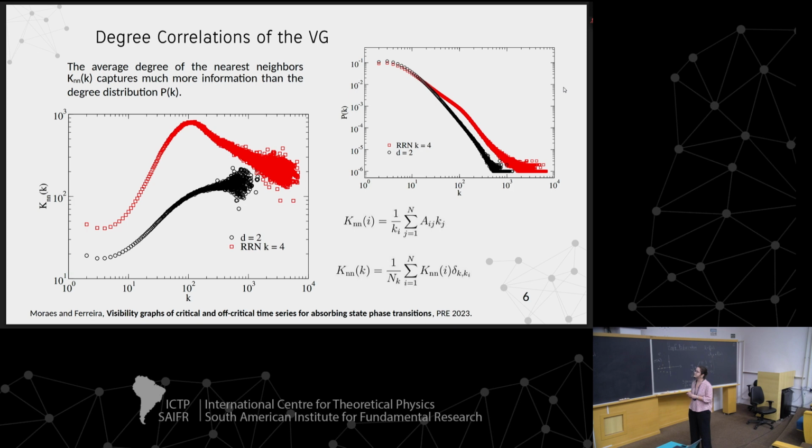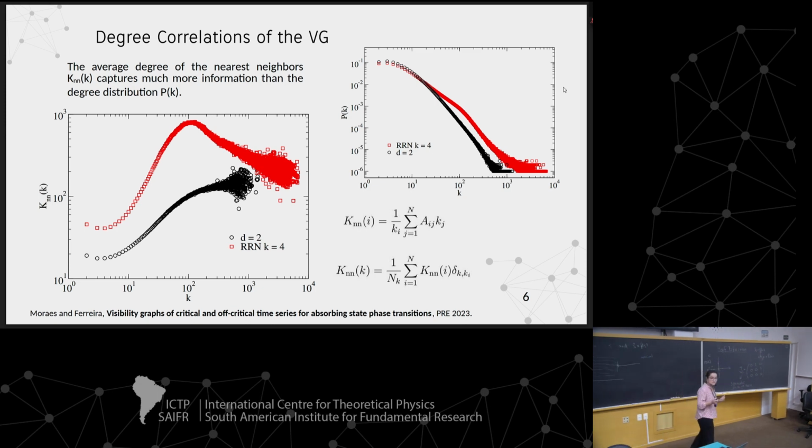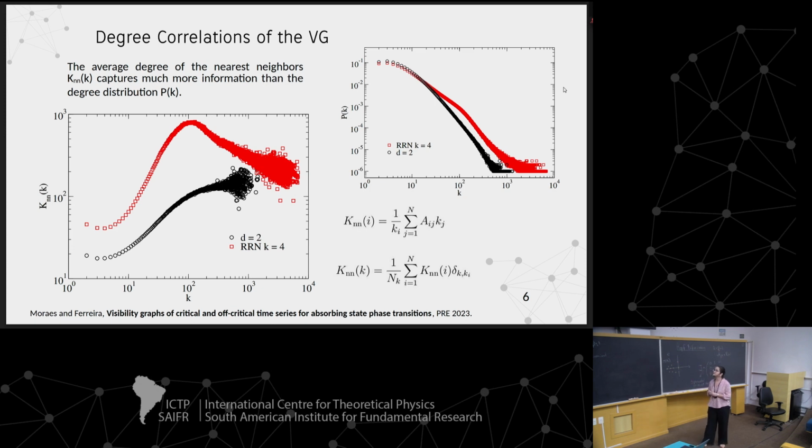Just remember, here I have two visibility graphs generated by the critical time series of the contact process in these two networks, a square lattice, a lattice with dimension 2, and a random regular network. And I have these degree correlations for the visibility graphs. If you look at a very well-known measure, which is the degree distribution of the visibility graph, you see that the curves are different, but these curves do not show us as much information as the degree correlations show us, right? Because here I have the original networks having the same number of neighbors, 4 neighbors. And they give me 2 very different behaviors, right?